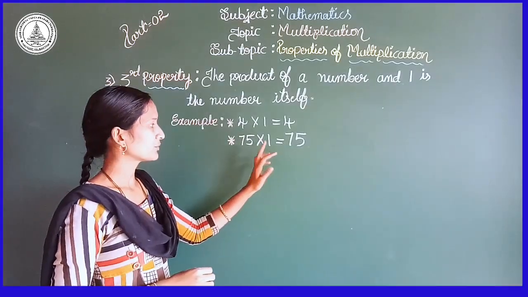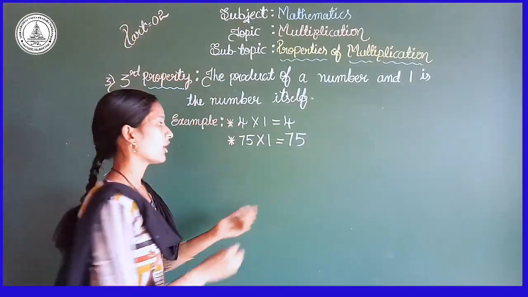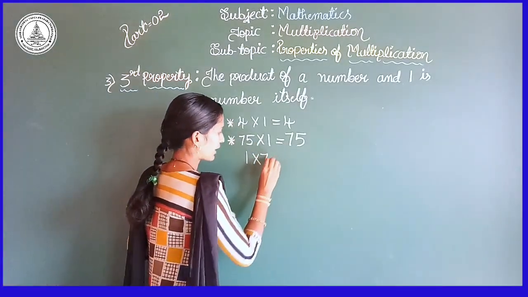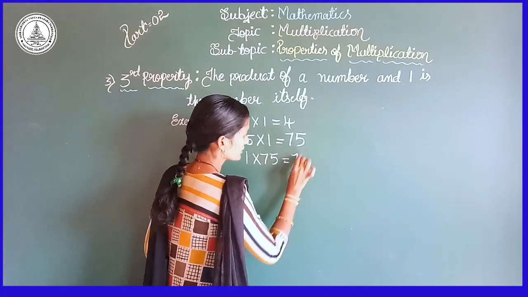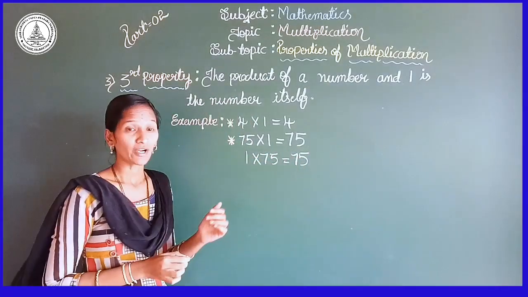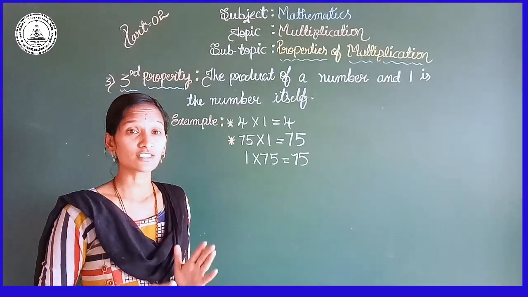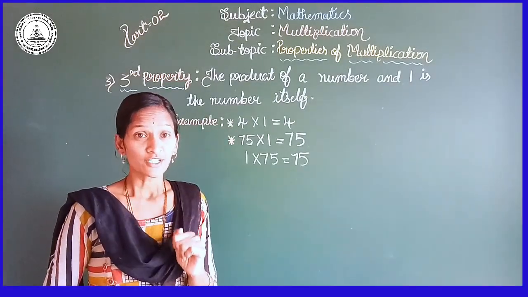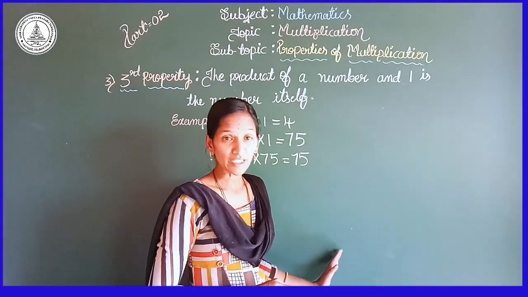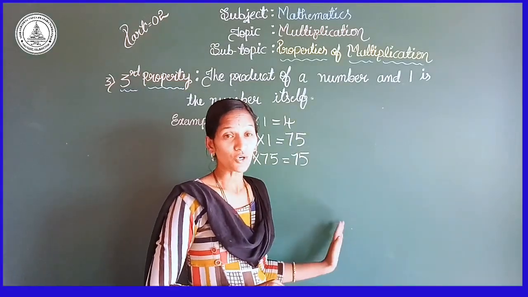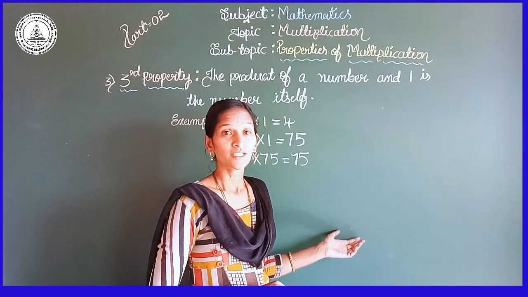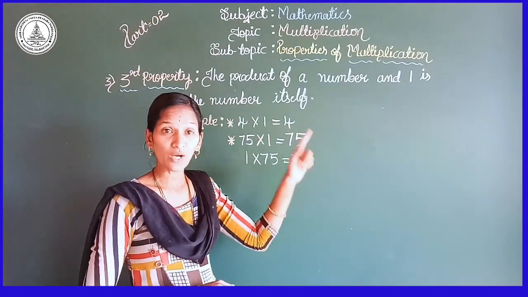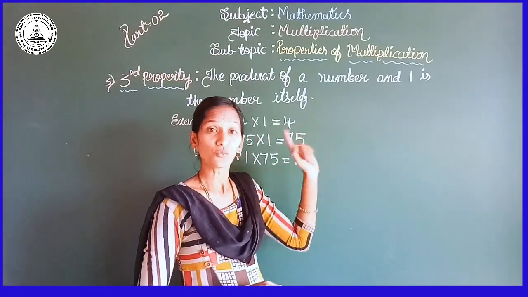So 75 into 1 is equal to 75, or 1 into 75 is also equal to 75. Yes, my dear students, in class one you already learned the multiplication table of 1. So here is the multiplication table. See here, 1 into 1 is equal to 1.